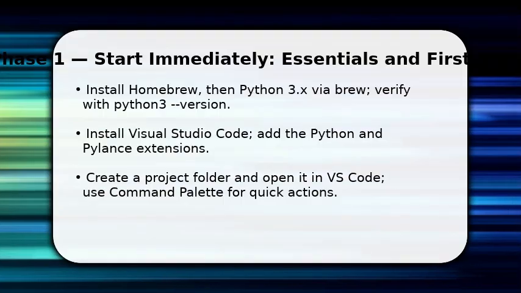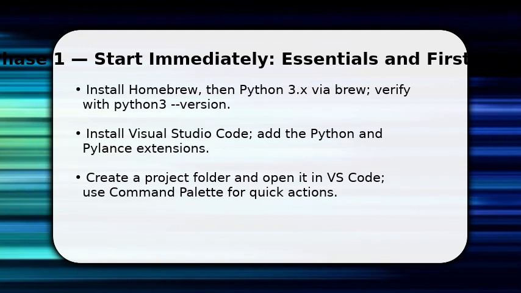You start by preparing tools so nothing blocks progress. Install Homebrew, then Python 3 using Brew, because System Python on macOS can conflict. Once done, install Visual Studio Code and add the Python and Pylance extensions to get linting and IntelliSense.